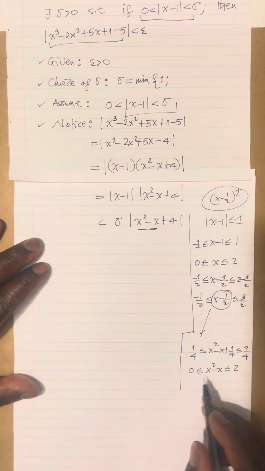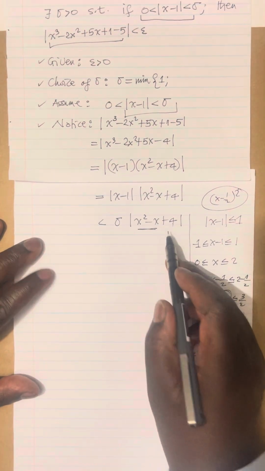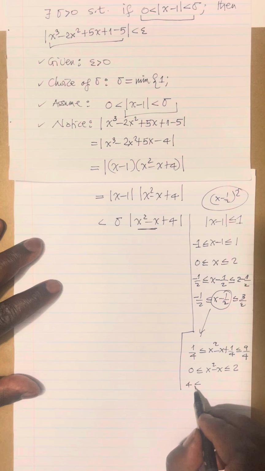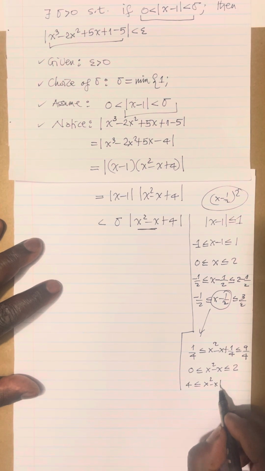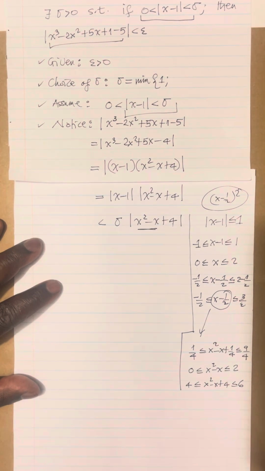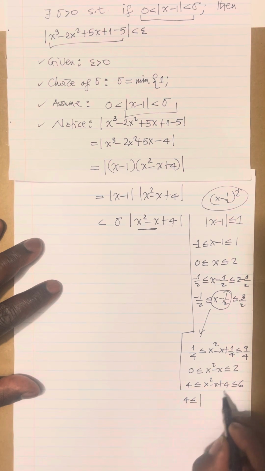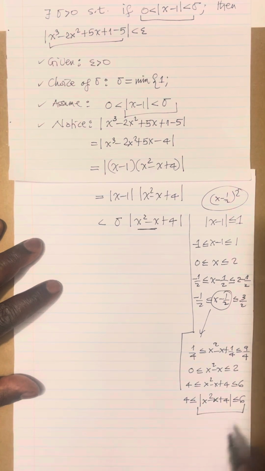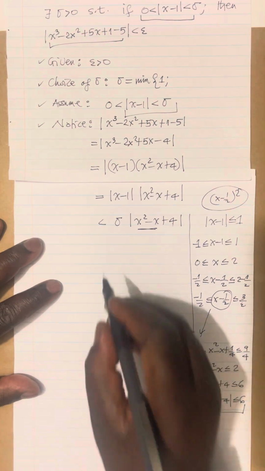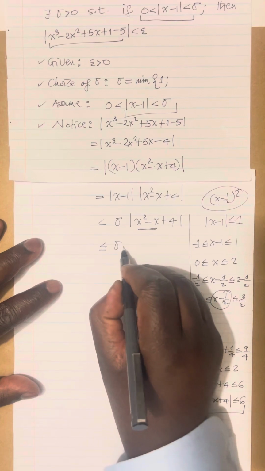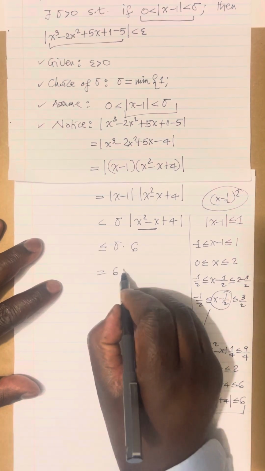So there it is. Now I'm going to have to add 4 throughout because I need to have a 4 there. So that will be 4 less than or equal to x squared minus x plus 4, less than or equal to 6. Fantastic. Now if I take the absolute value of every term, the absolute value of 4 is 4, less than or equal to the absolute value of this expression here, less than or equal to the absolute value of 6. This is the part I'm interested in. So now I can replace that with that, but our sign now becomes less than or equal to delta times 6, which is exactly 6 delta.